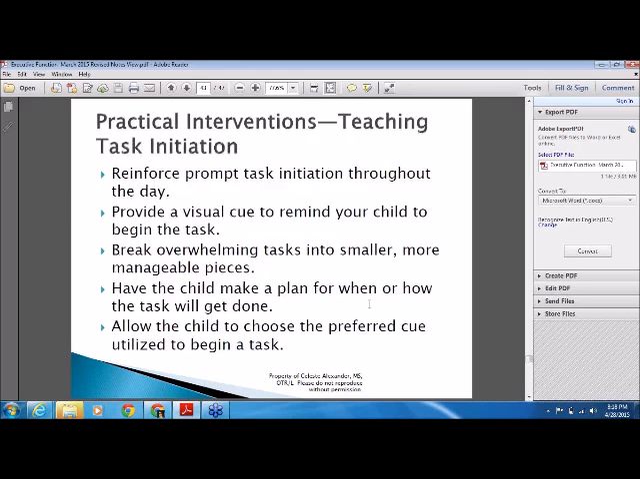Okay, task initiation. You have to reinforce it throughout the day. Again, what are we going to do? How does it happen? Scheduling, what needs to happen? You've got to provide that prompting, and you've got to help them with that task initiation throughout lots of activities throughout the day. Providing a visual cue to remind your child.